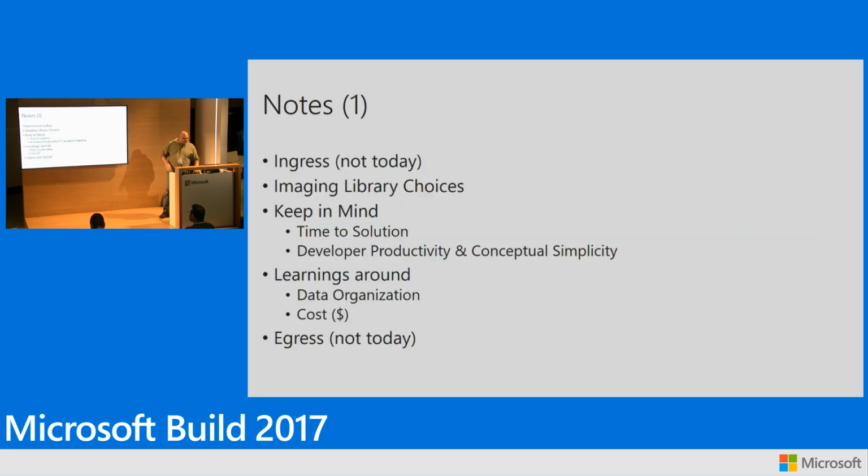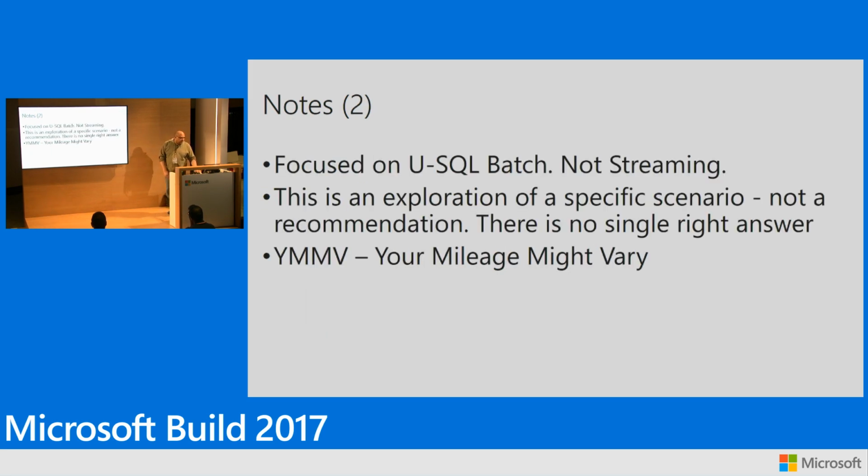Now, I just want to do a few notes. Number one, I'm not focused on Data Lake Store ingress and egress, upload speed. That's kind of a different topic. We'll talk a little bit about what you would do for imaging library choices. And again, I want you to keep in mind not how fast the code runs, which is pretty fast by the way, but how fast it takes someone to actually get the solution going, and how few concepts there are to really think about. And we'll talk about organizing data and dollar signs, cost. Again, we will not be discussing egress: how do you get things from the cloud down to your machine? That's another topic. Furthermore, this is focused on batch processing, not streaming.